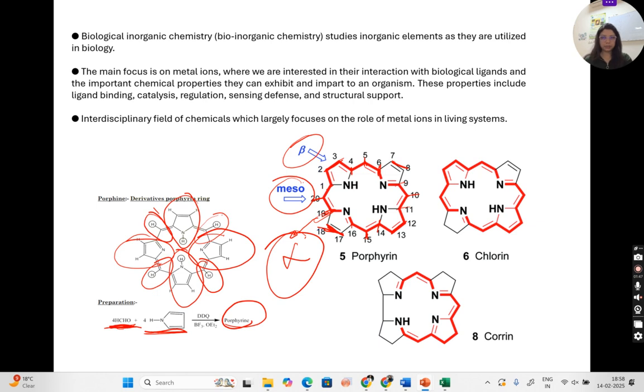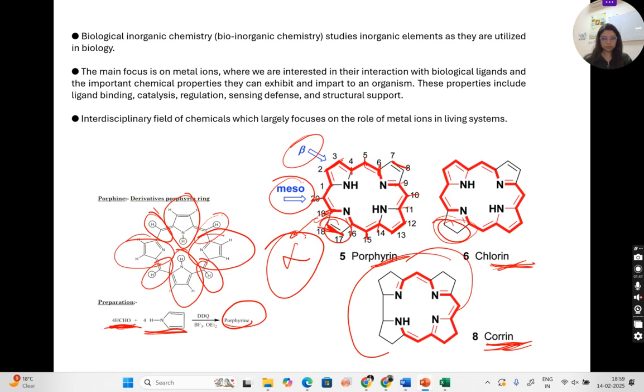Similar to the porphyrin ring, we have two more rings, chlorin rings. The basic structure is this. The only difference in the chlorin ring is that this double bond gets reduced, giving two saturated carbons, so there is a little change in the structure and in the saturation. Here we are talking about these three rings mainly because they are very important.